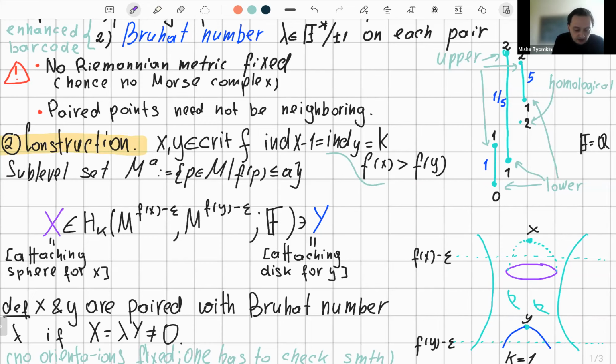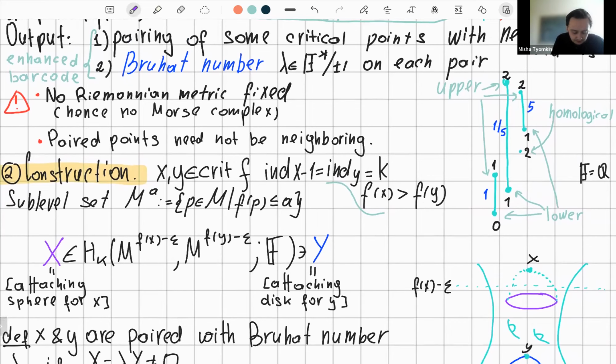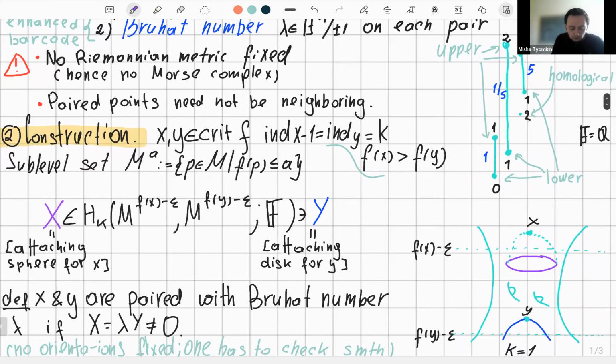I claimed here that the pairing is a decomposition into a disjoint union of pairs. So it doesn't follow immediately from this definition that each point is paired with at most one other critical point. But that's true. You can check this by writing some exact sequence of a pair, or maybe of a triple or so. So this is the construction.